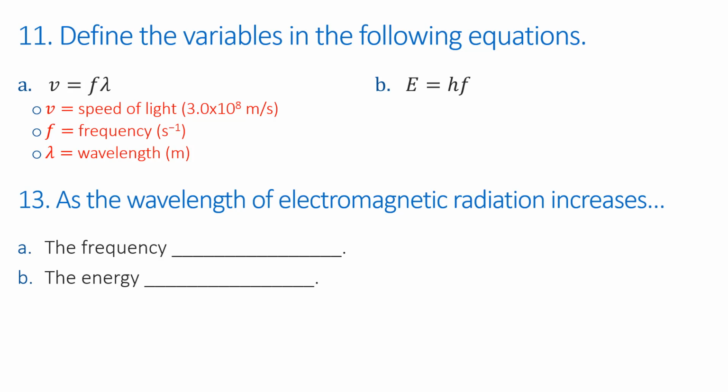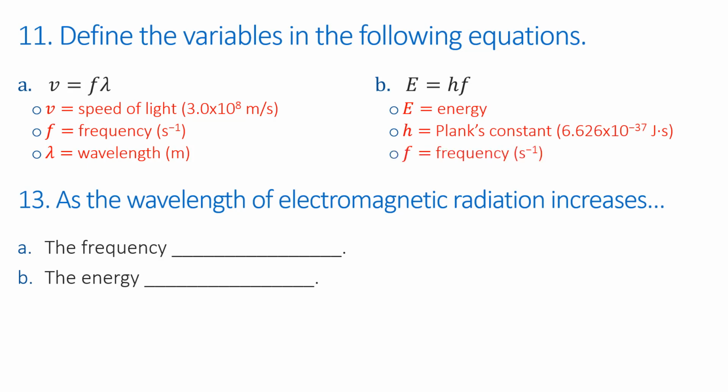For the other equation, E is for energy. H is a constant called Planck's constant, and it is 6.626 times 10 to the negative 34 joule seconds, and the frequency is per second. So whenever we multiply H and F, the seconds cancel and we're left with joules.